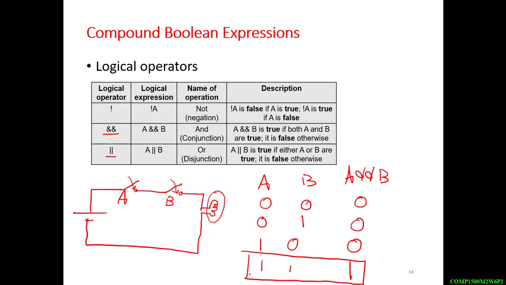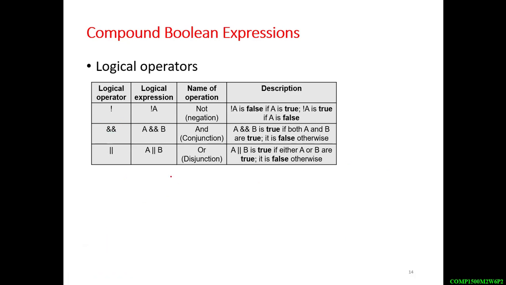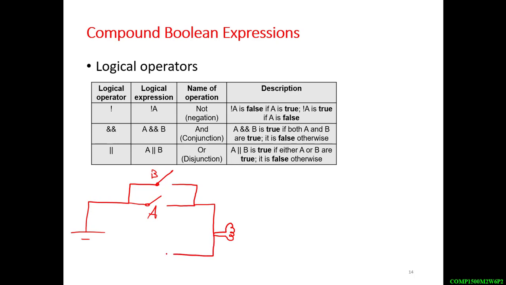Both switches on. This is the AND operator. The other operator we have is the OR operator. Same example. I will say, consider this my light source, and then I will give a switch over here. This is my A, this is my B, and this is going to be my light source.